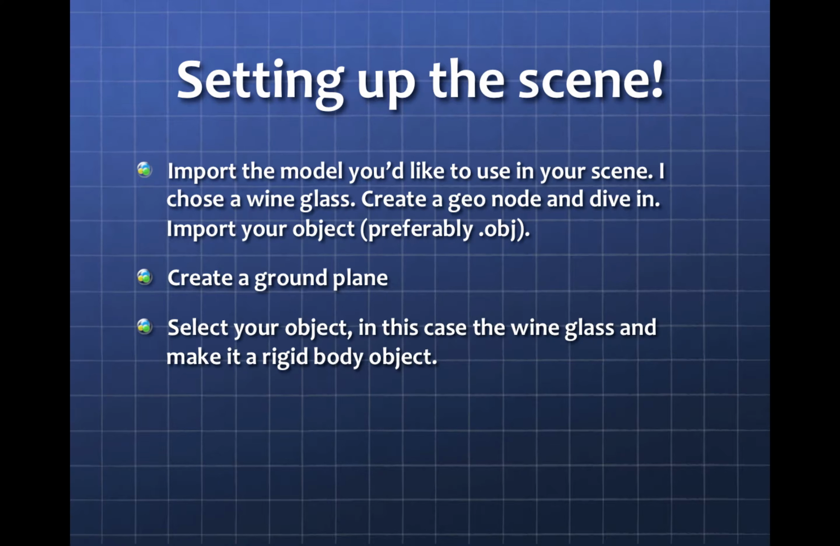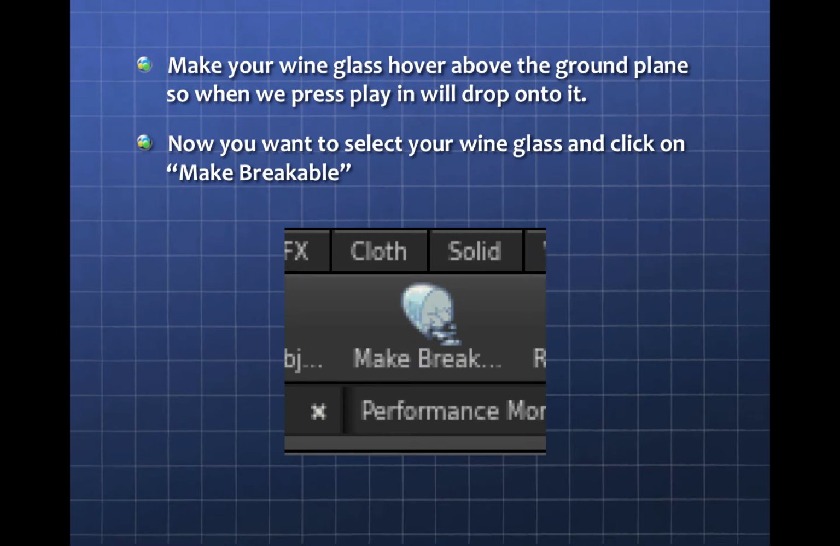So the first thing you want to do is set up your scene. You want to import the model that you want to break, and you can do that by creating a geo node, and then we're going to double click on that and import the object. After you do this, you want to make a ground plane, and then you're going to select the object and make it a rigid body object. You want to make sure that your wine glass is hovering above the ground plane so that when we press play, it falls and drops onto the ground plane.